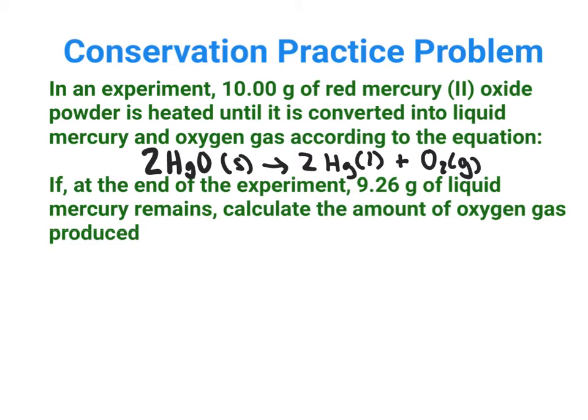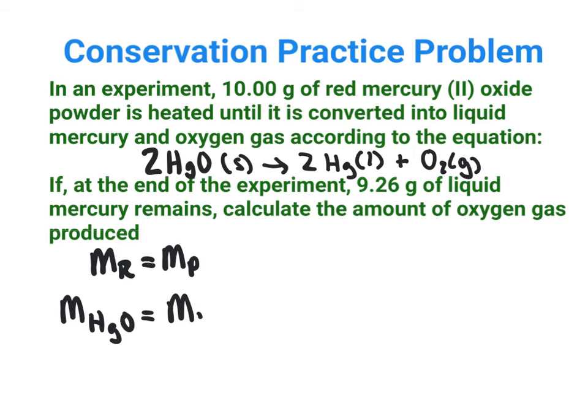This is what a conservation problem would look like. It says in an experiment 10 grams of red mercury(II) oxide powder is heated until it is converted into liquid mercury and oxygen gas, and there's a balanced equation for you. Then it says if at the end of the experiment 9.26 grams of liquid mercury remains, calculate the amount of oxygen gas produced. Let's remember that the mass of the reactants is equal to the mass of the products. Therefore, the mass of mercury oxide is going to be equal to the mass of mercury plus the mass of oxygen gas. And the coefficients, which are these big numbers here, don't mean anything for this.